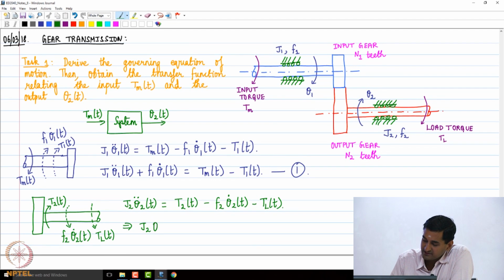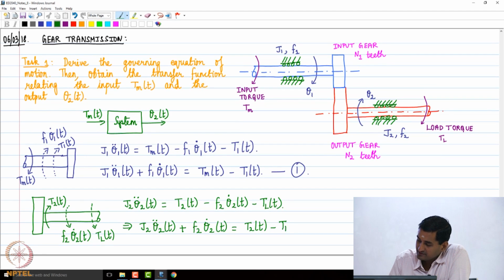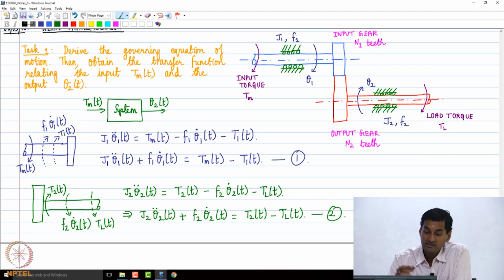So just rearranging the terms, we get the equation as J2 times theta 2 double dot plus F2 times theta 2 dot, that's going to be equal to T2(t) minus TL(t). Okay, so let's call this equation number 2. Okay, so those are the two equations, right?